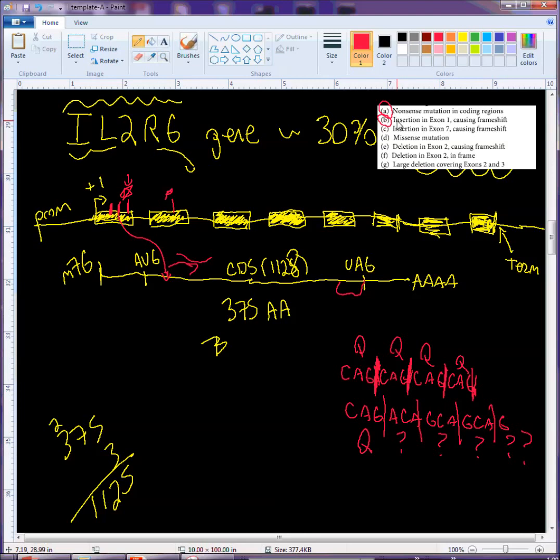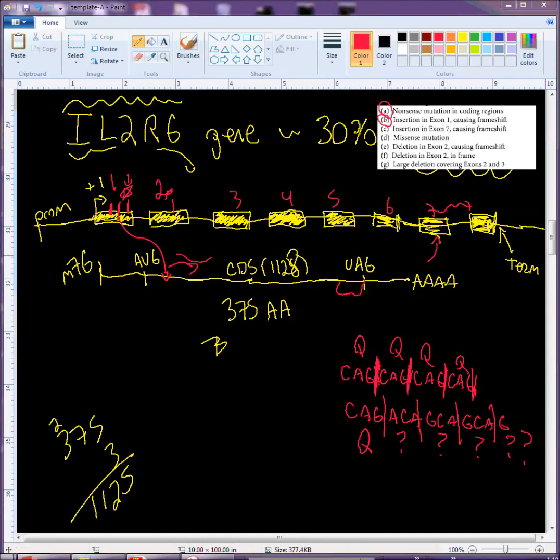So an insertion in exon 7 causing a frame shift. So exon 7, this is 1, 2, 3, 4, 5, 6, 7. Okay, an insertion in here, it would seem like it would be less likely to have an effect on the protein than an insertion in exon 1. Causing a frame shift here is only going to change the amino acids that are downstream of exon 7.